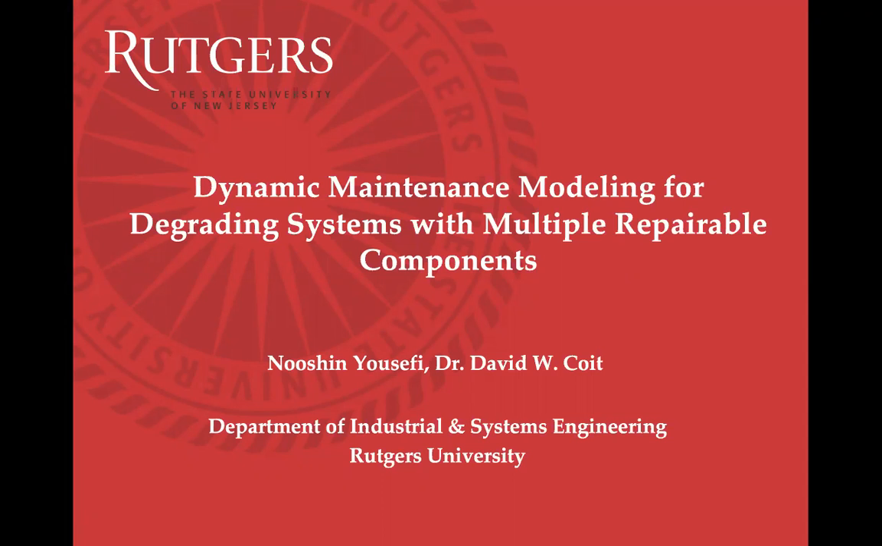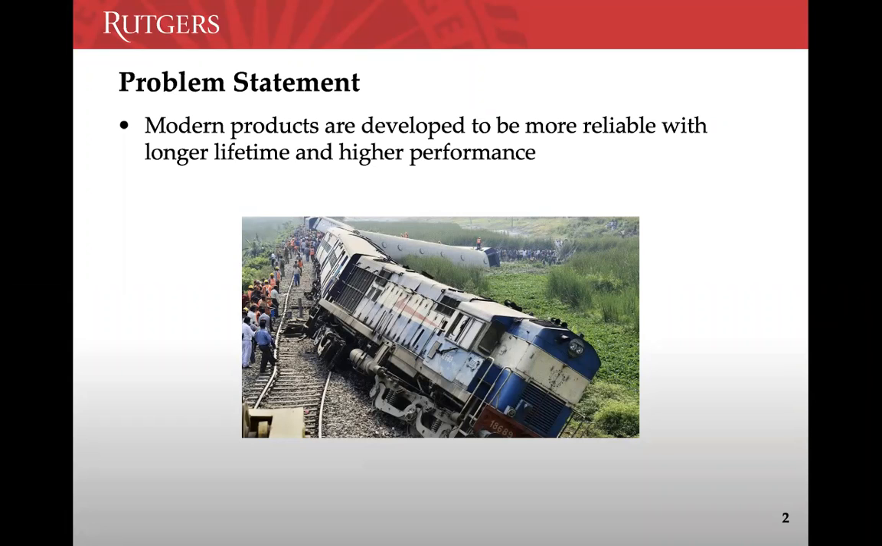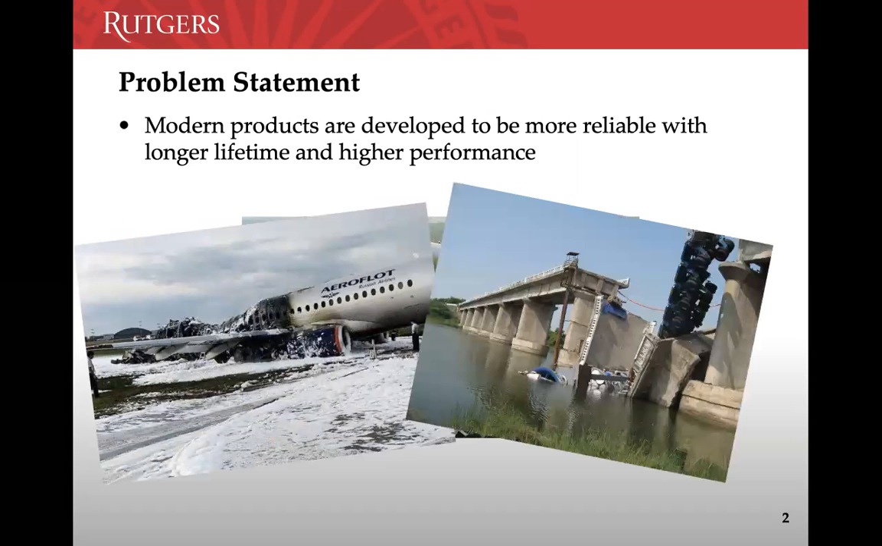The title of my presentation today is Dynamic Maintenance Modeling for Degrading Systems with Multiple Repairable Components. Today it is very important for us to have products with high reliability, longer lifetime, and higher performance. There are lots of accidents reported in the history of different industries such as railroad, aircraft, or bridges. And the main reason for these failures is the poor quality of their material or the low reliability of their system. One way that we can increase the reliability of different systems is by providing an appropriate maintenance model.